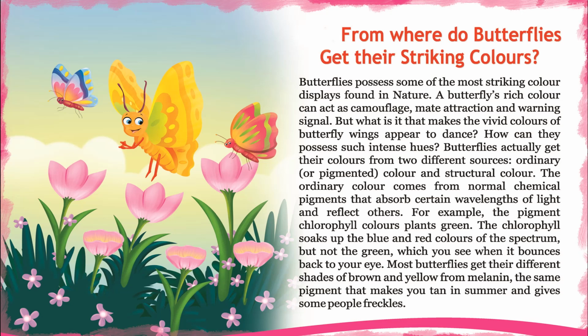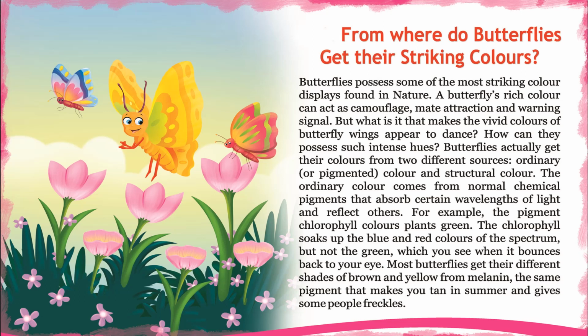Butterflies actually get their colors from 2 different sources: ordinary or pigmented color and structural color. The ordinary color comes from normal chemical pigments that absorb certain wavelengths of light and reflect others. For example, the pigment chlorophyll colors plants green. The chlorophyll soaks up the blue and red colors of the spectrum but not the green, which you see when it bounces back to your eye.